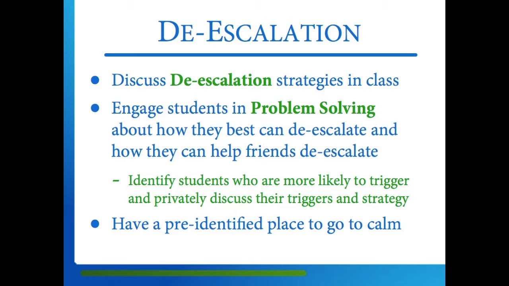This slide focuses on the needs of students. Discuss de-escalation strategies in class. Engage students in problem solving so they can figure out how best they can de-escalate and how they can help their friends de-escalate. Identify students who are more likely to trigger and privately discuss with them what their triggers are and what strategies would help them calm, and have a pre-identified place to go to regain calmness.